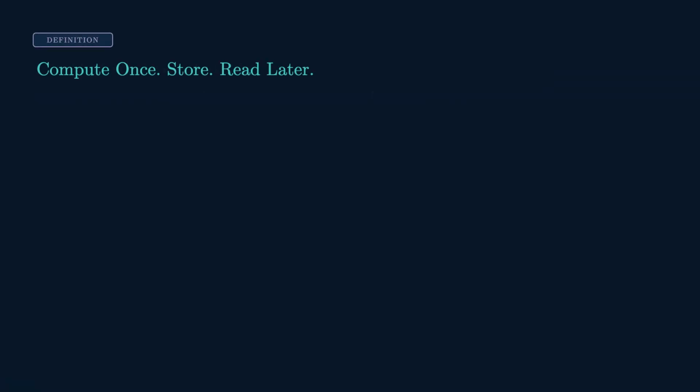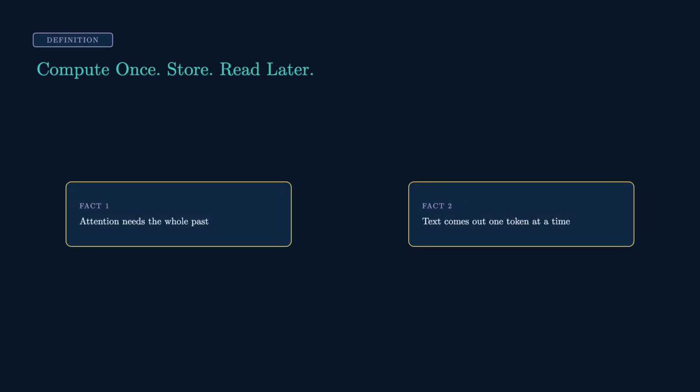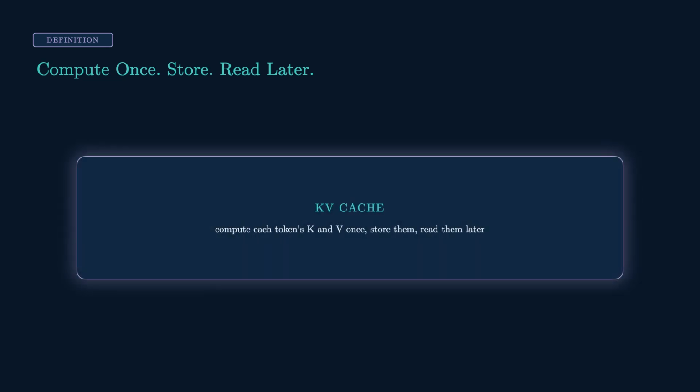It falls straight out of 2 facts: attention needs the whole past, and text comes out one token at a time. Put those together and a cache isn't a design choice, it's unavoidable. Which raises the obvious question. How big does the thing get?